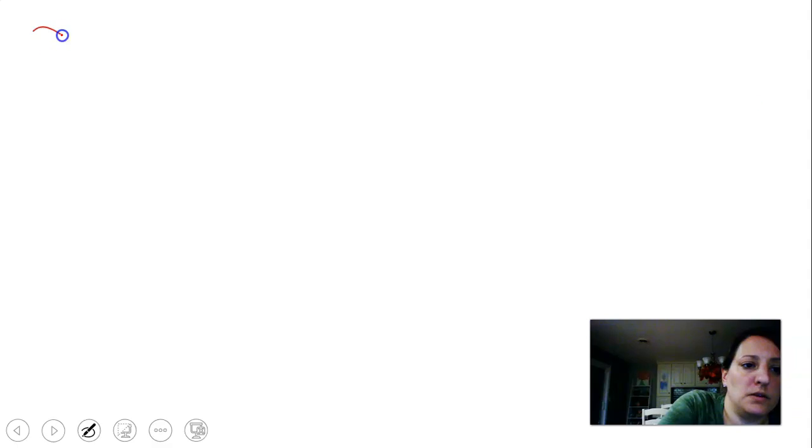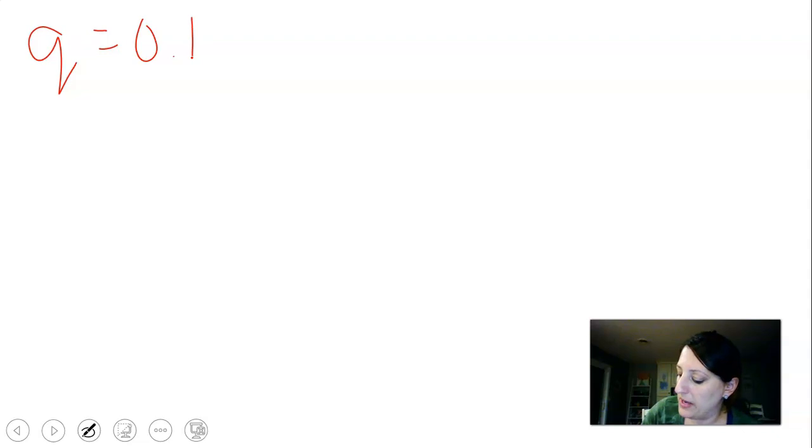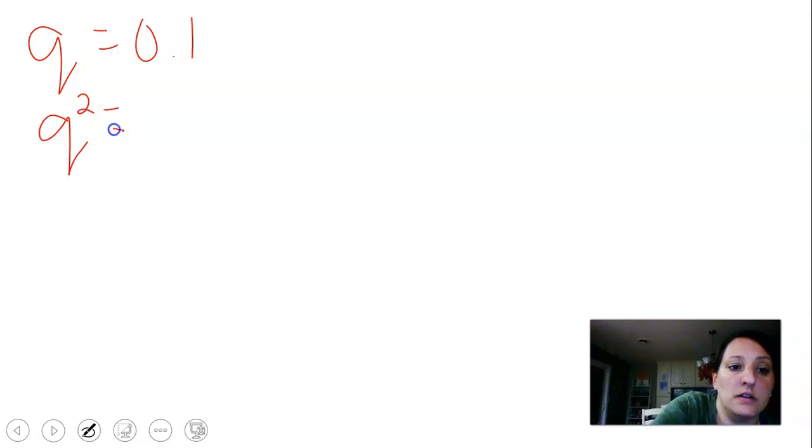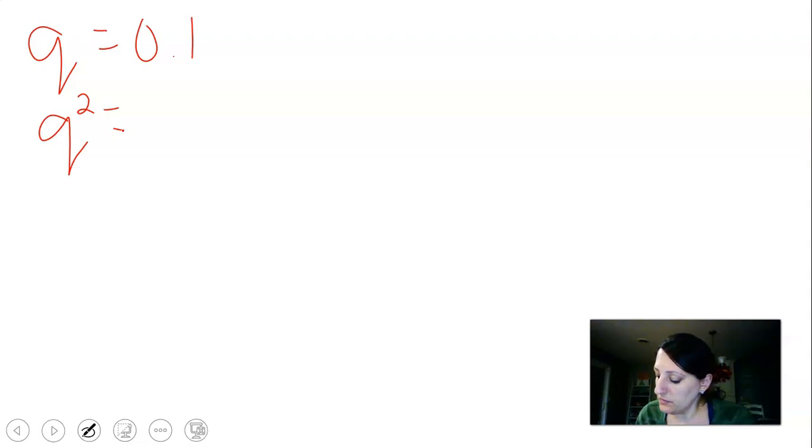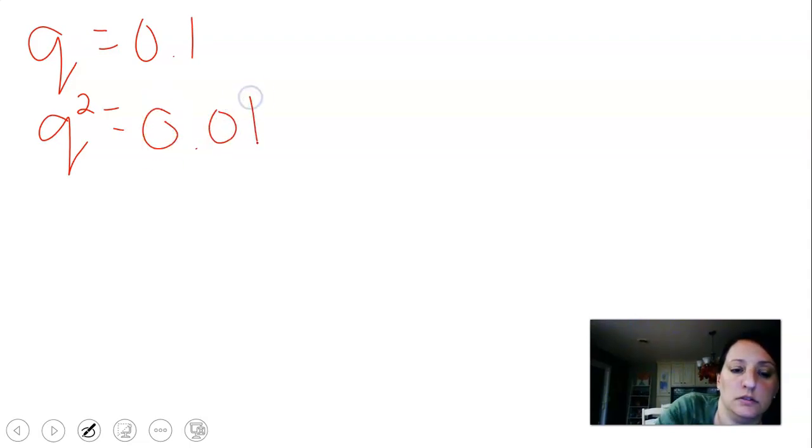Remember the frequency of Q is 0.1. We want to know how many blue-eyed individuals, so we need the frequency of the homozygous recessive genotype. That's Q squared. Our Q is 0.1, and squared it is going to be 0.01. So that's the frequency of the homozygous recessive genotype.